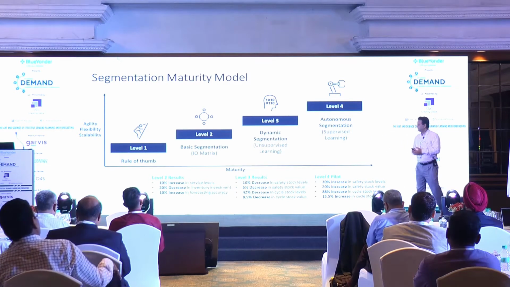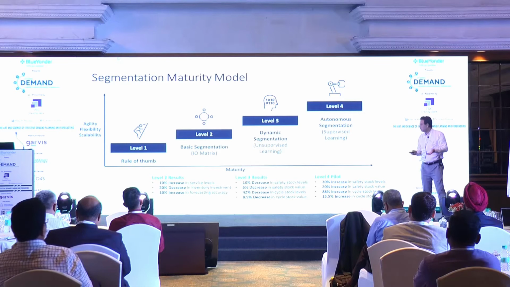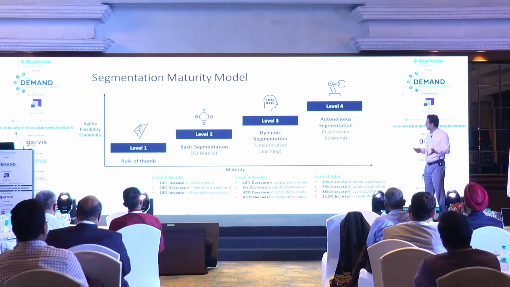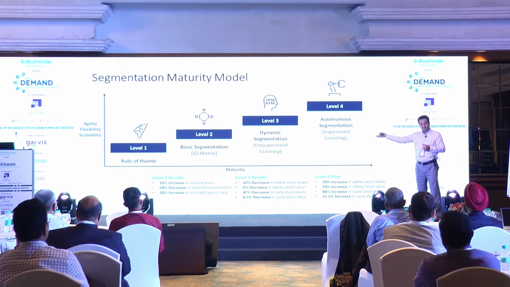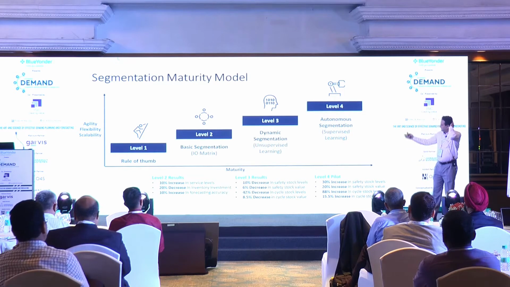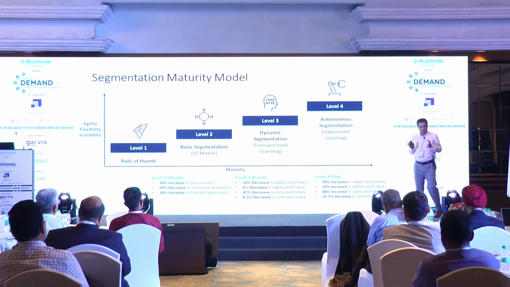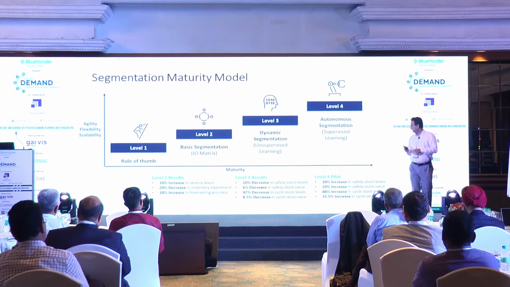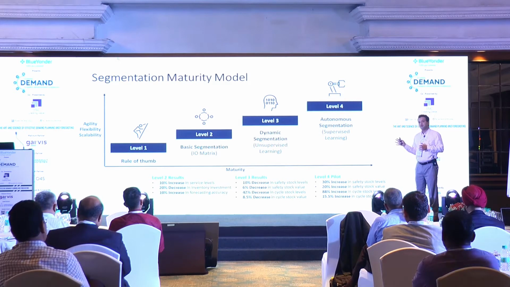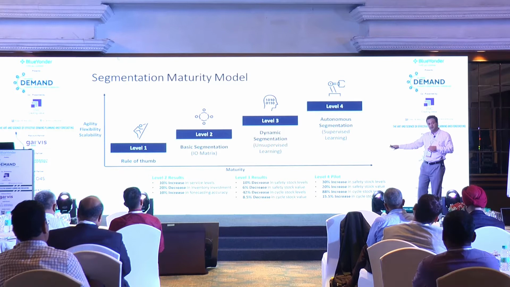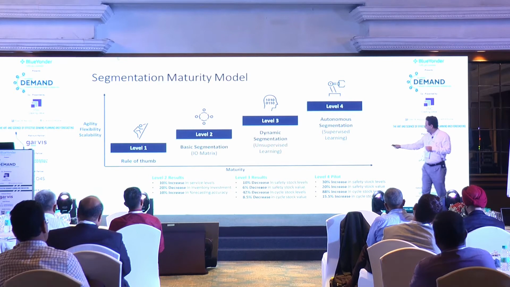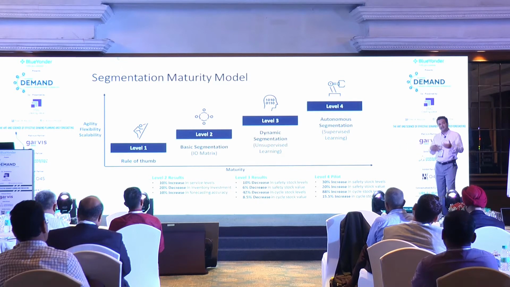What results did we see? And that's what you're concerned about as a business, right? What results do you see from something like this? So when we went to level two, which is where we started 3 years back, service levels increased, inventory decreased, and forecasting accuracy increased, right? We took that and we took it to unsupervised learning with pre-pandemic data, which we ran. And we realized that if we are able to use dynamic segmentation, we can further reduce our safety stocks and our safety stock value. Also, cycle stock can be reduced.